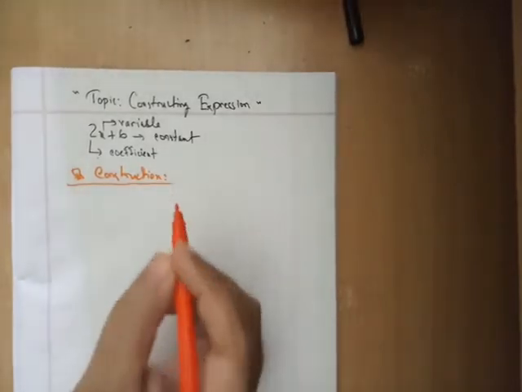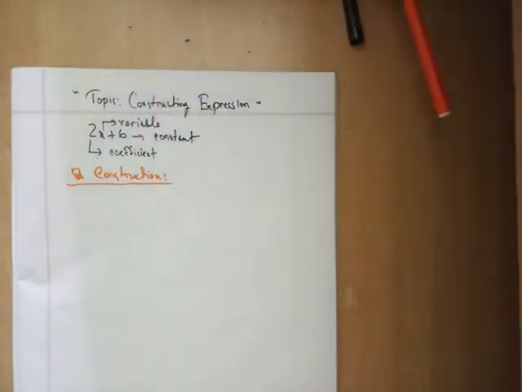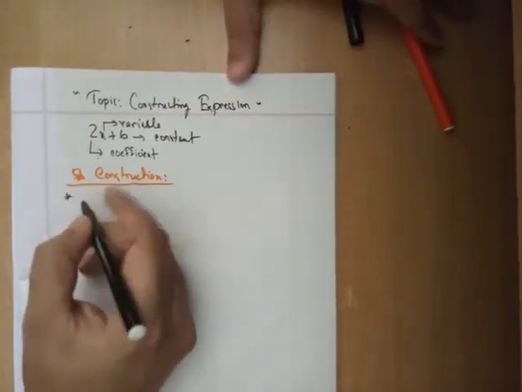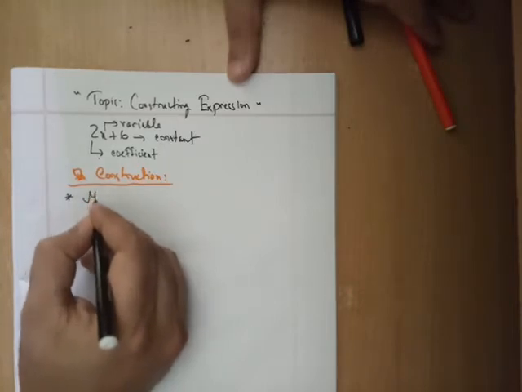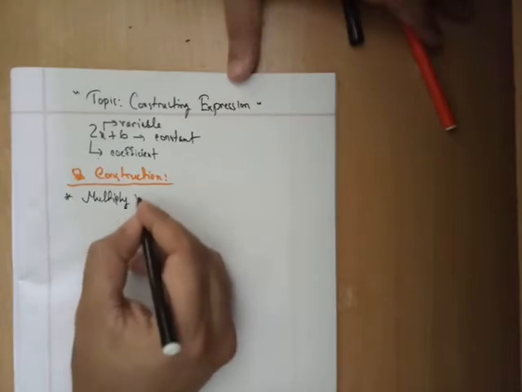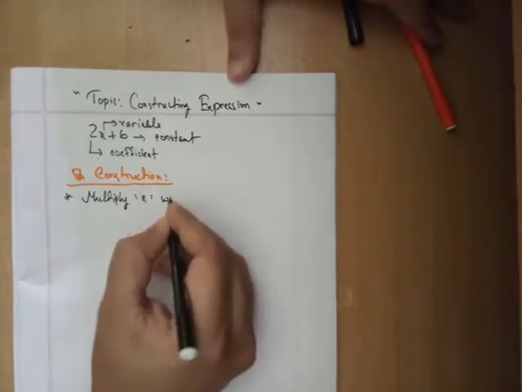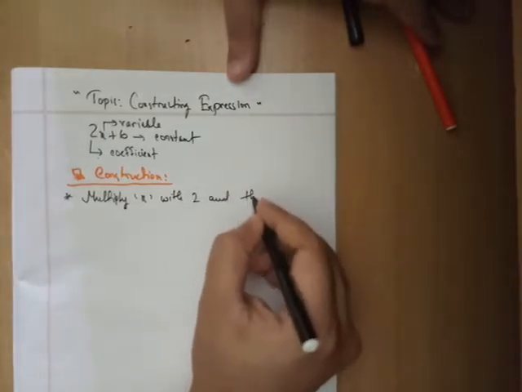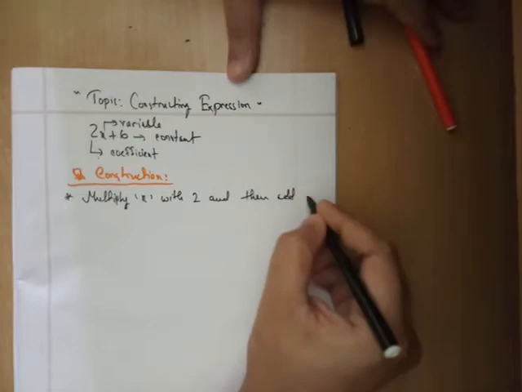Okay, suppose you will be given a sentence, and then from that sentence you have to make or construct an expression. So the question might be something like this: multiply x with 2 and then add 3, right?